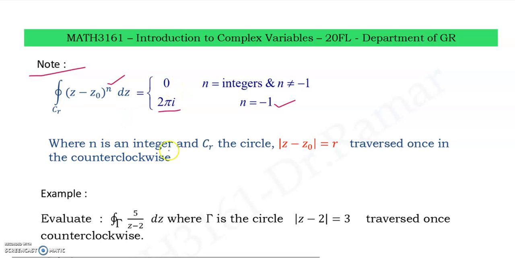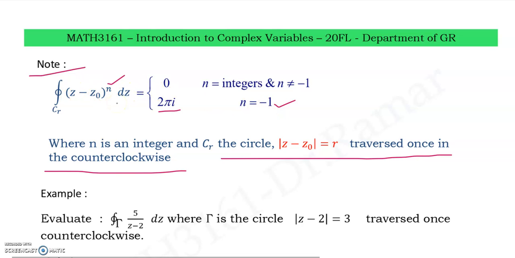provided C is the circle mod z minus z naught equal to r, traversed once in the counterclockwise direction. This is the condition. If your C is a circle mod z minus z naught equal to r traversed once counterclockwise, then in this situation the value of this integration will be 2 pi i if n is equal to minus 1, otherwise this value is 0.